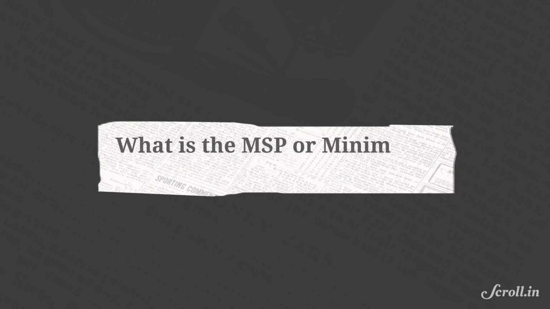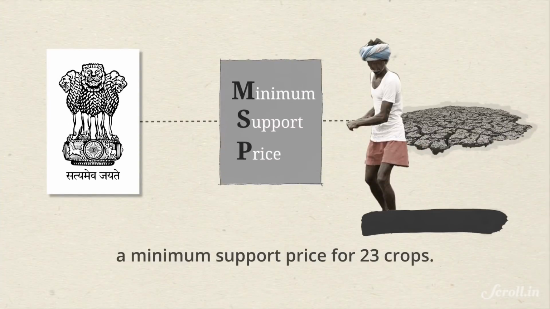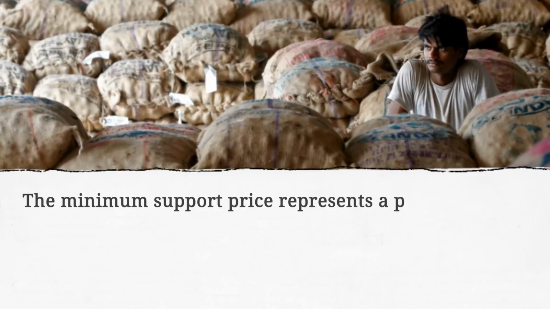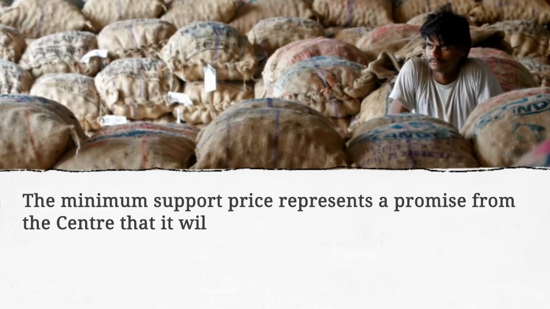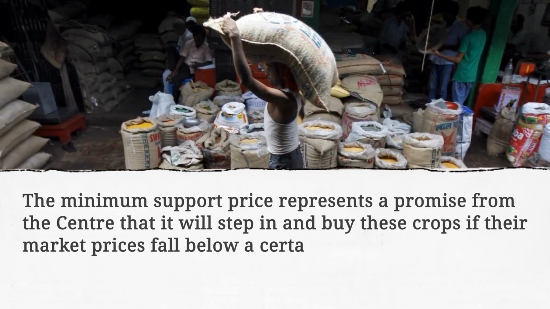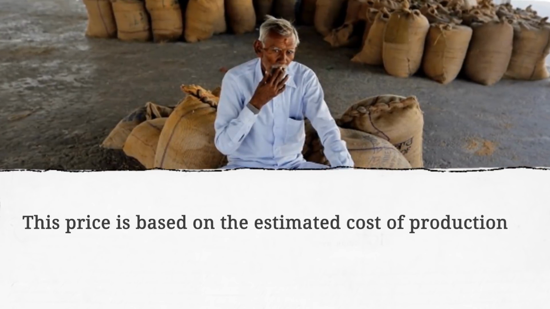Now, what is MSP or minimum support price, and how is it calculated? The government promises farmers a minimum support price for 23 crops. The minimum support price represents a promise from the centre that it will step in and buy these crops if their market prices fall below a certain level. This price is based on the estimated cost of production.